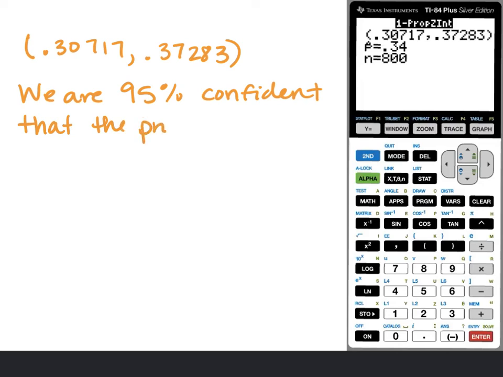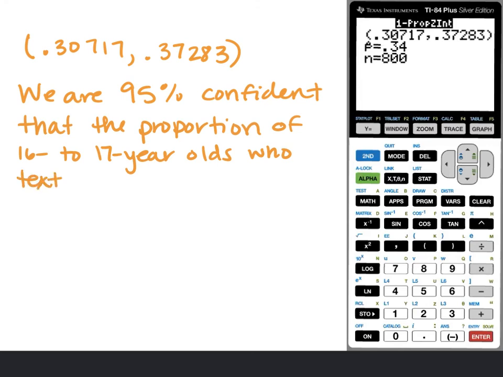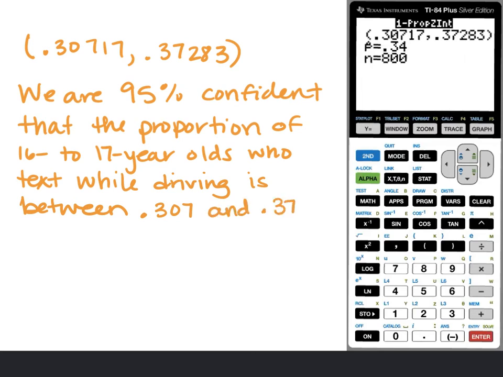the proportion of 16 to 17-year-olds who text while driving is between, and I might round to 3 decimal places. Just go with whatever the homework tells you to, as always. It will tell you what it wants you to round to. I'm going to say 0.307 and 0.373, because that 8 will make that 2 round up to a 3.